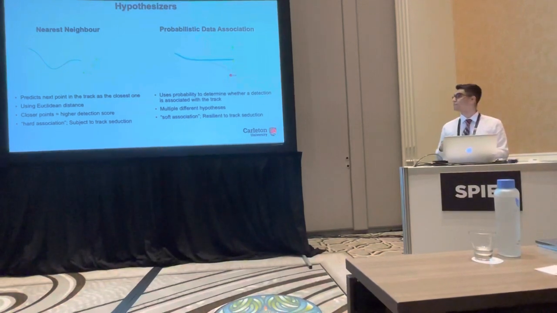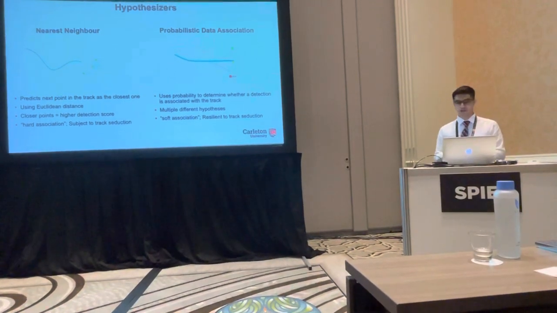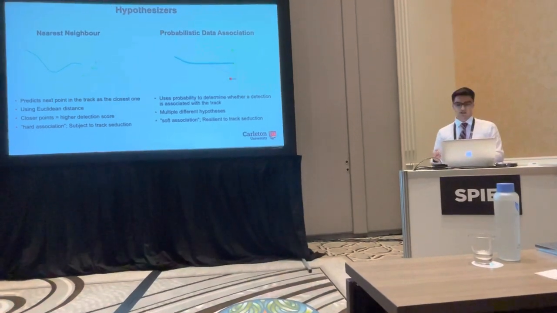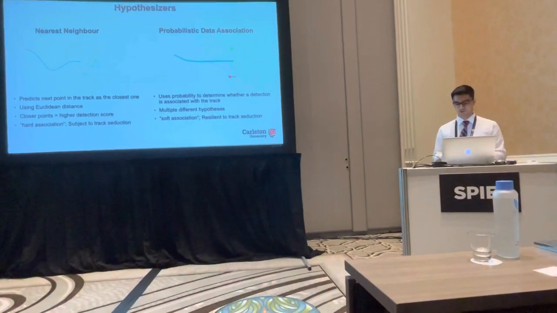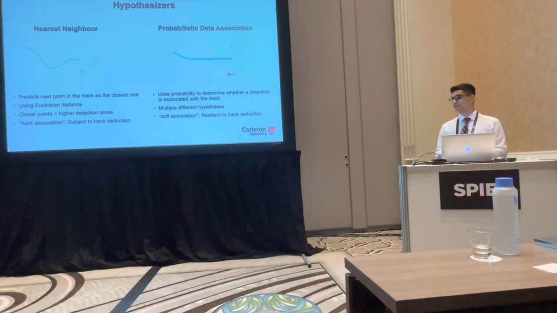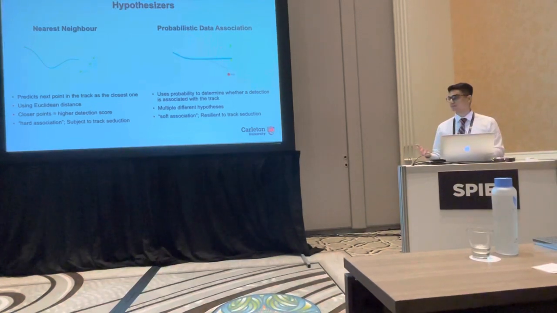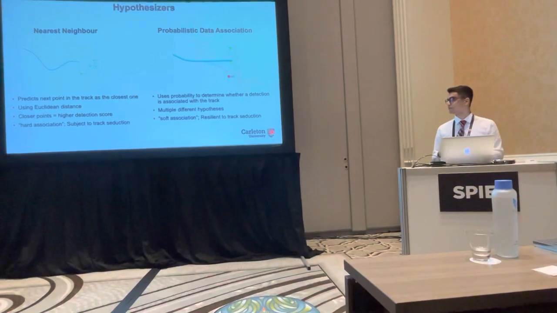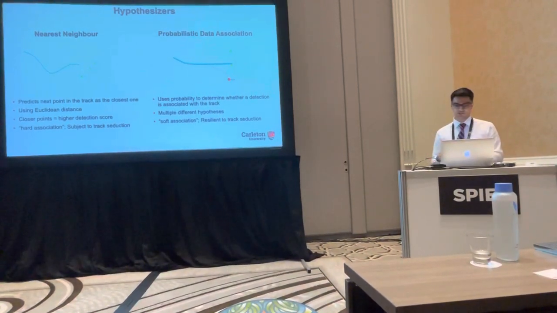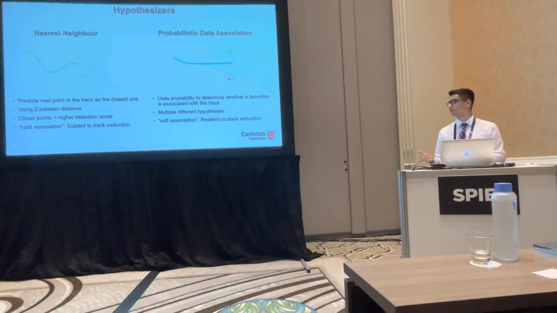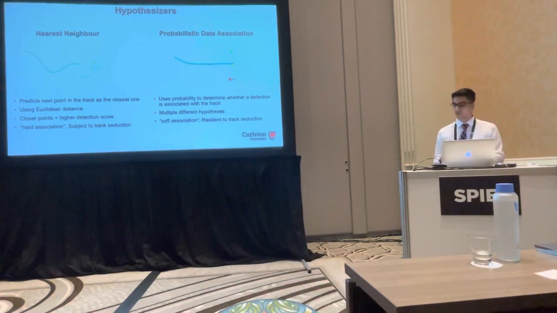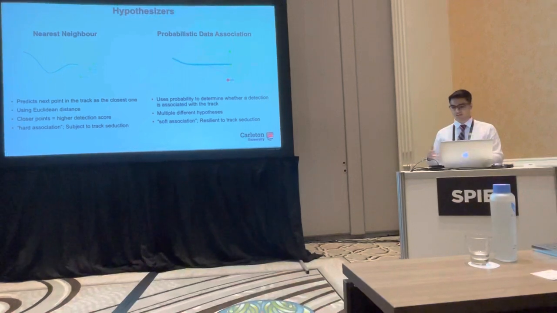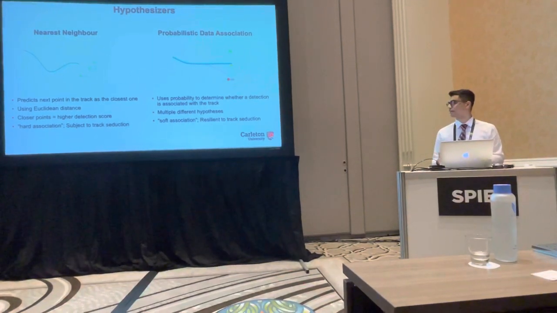There are two main algorithms used to, basically, if you have a previous point and you want to find the next point, you need an appropriate hypothesizer to do this. So there's a nearest neighbor one, which is a simple algorithm. It uses the next point as the closest one. But we found that this could lead to track seduction. So it would cause inaccurate tracks if there's a lot of clutter close to the ground truth, and it would lead the track off the ground truth, making the actual trajectories inaccurate.